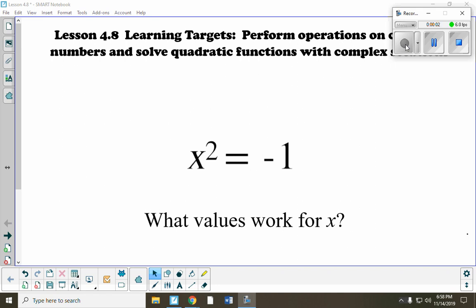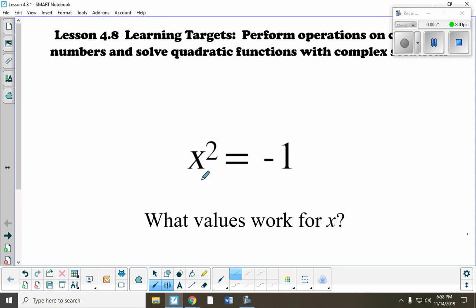In this lesson, we're going to be talking about performing operations on complex numbers, and we will be using those to solve quadratic functions that have complex solutions. So before we do that, I want you to think about this equation. It says x squared equals -1. Think about what value of x, if you square it, would give us -1.